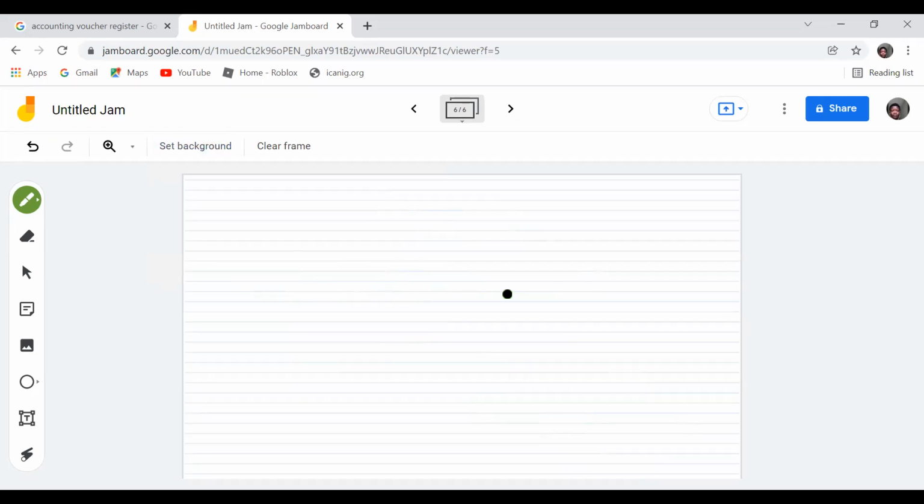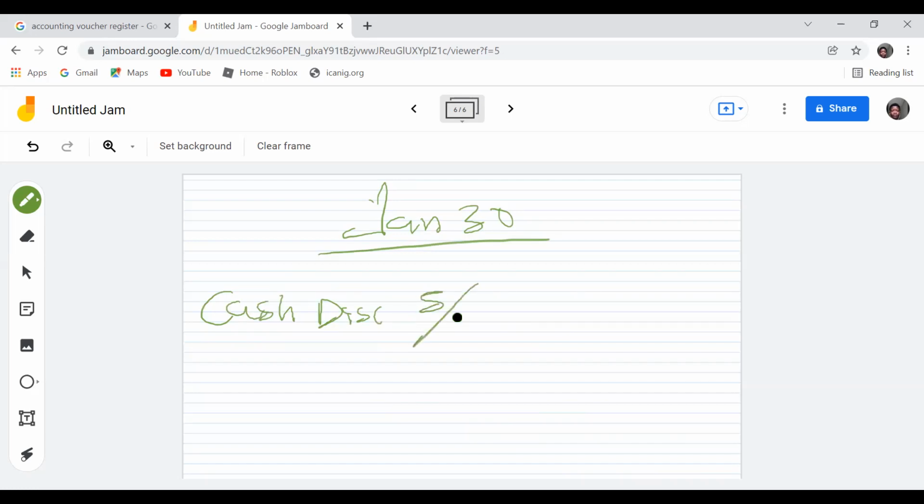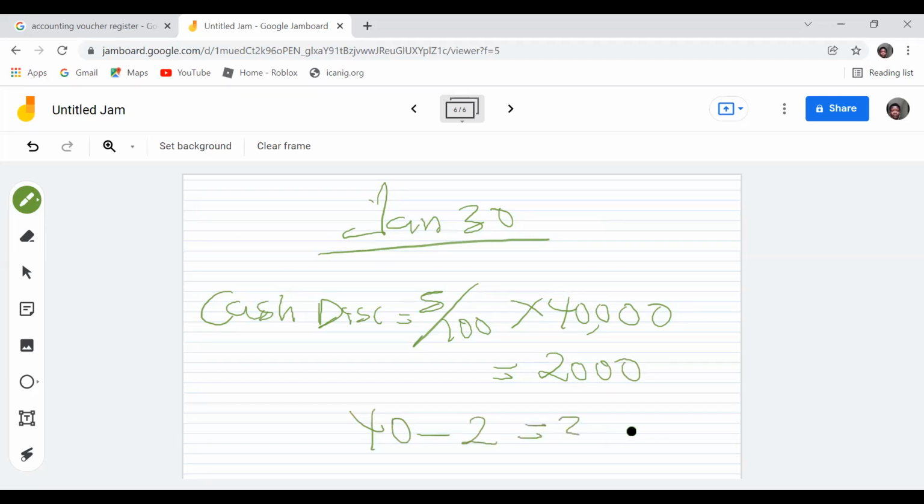All right. So it is cash discount. Cash discount is just 5 percent, then multiply by 40,000. And that will give us 2,000 naira. So now it will be 40,000 minus 2,000, which gives us 38,000. All right.